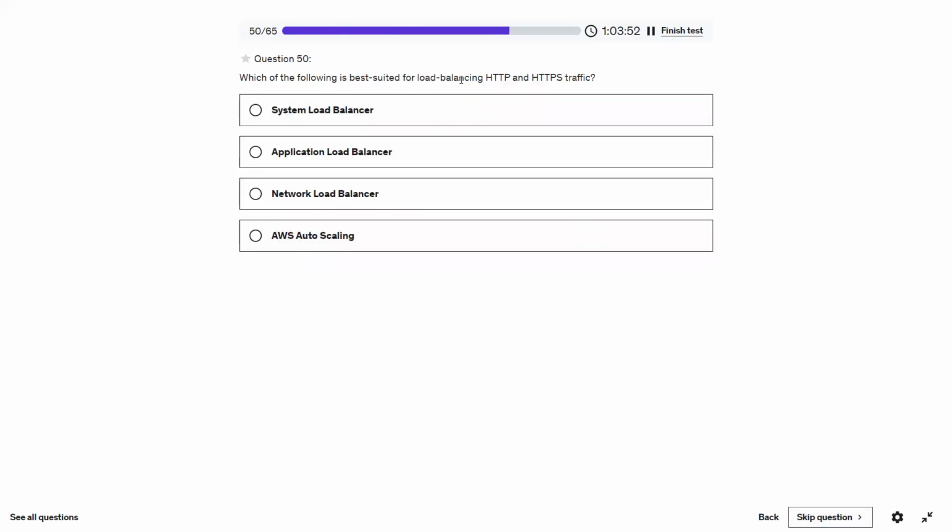Which of the following is best suited for load balancing HTTP and HTTPS? There are many types of load balancer. So if it is HTTP and HTTPS, that is the application load balancer. TCP is the network load balancer.